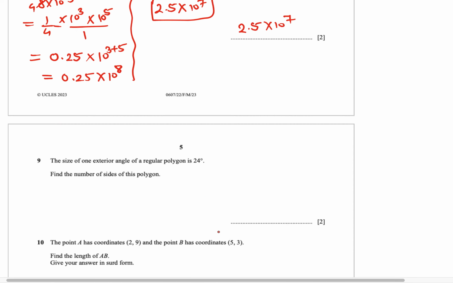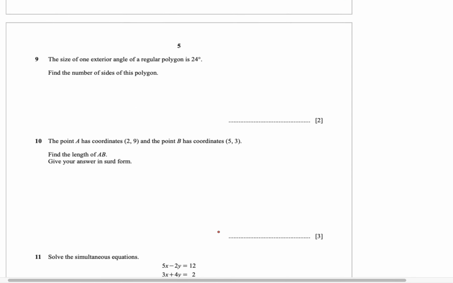Okay guys, let us move on to the next question, which is from angles in a polygon. Let us try to solve it. The size of one exterior angle of a regular polygon. We have to focus on this term, the regular polygon. A regular polygon means all the interior angles and exterior angles are the same.